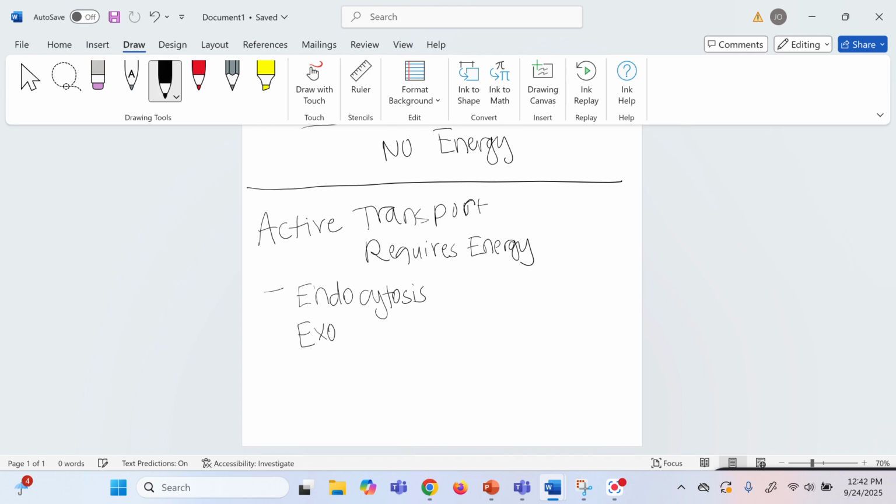That's where these use a vesicle. Remember that bubble we looked at? All of these active transports require energy. They use a vesicle. Types of endocytosis are, so kind of dig deeper into endocytosis.